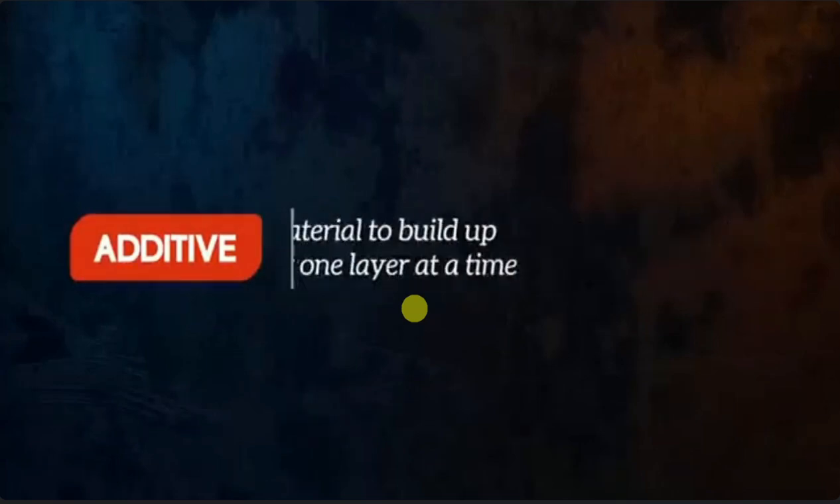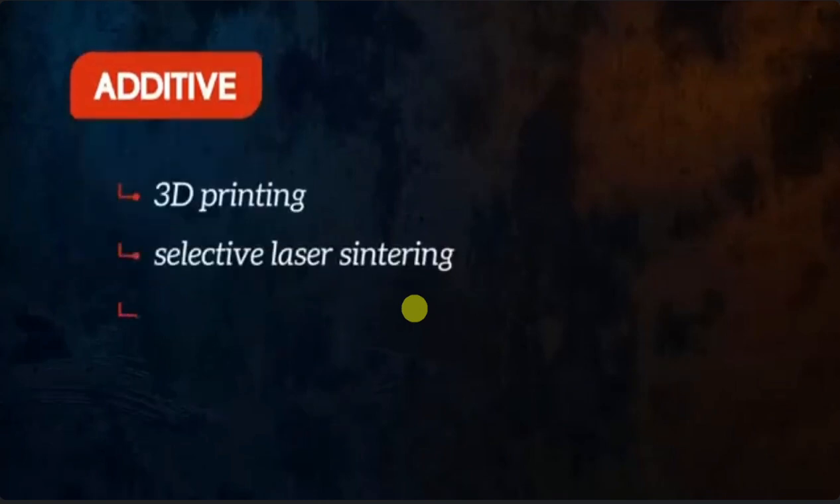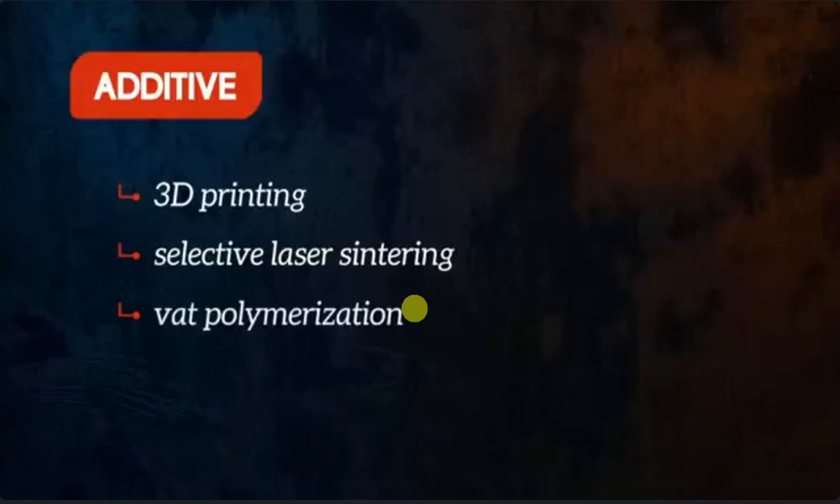I think I just now explained this, and most of you know it. Here, instead of removing the material, we add the material layer by layer. So that is called the additive manufacturing process. It is very famously called the 3D printing process.